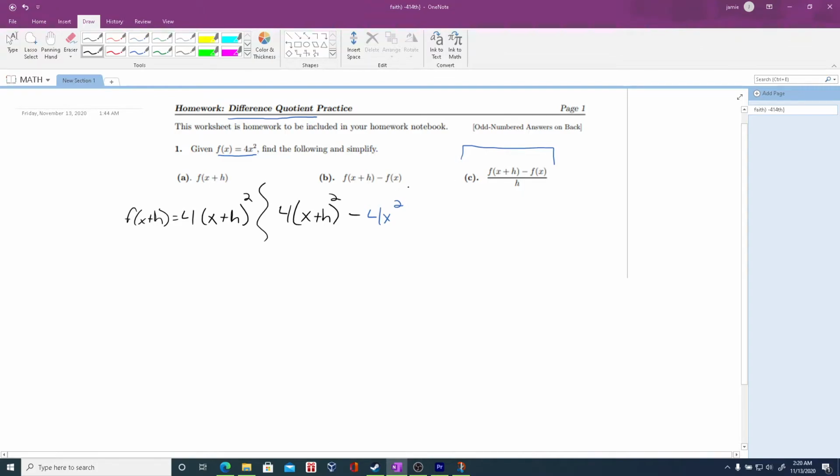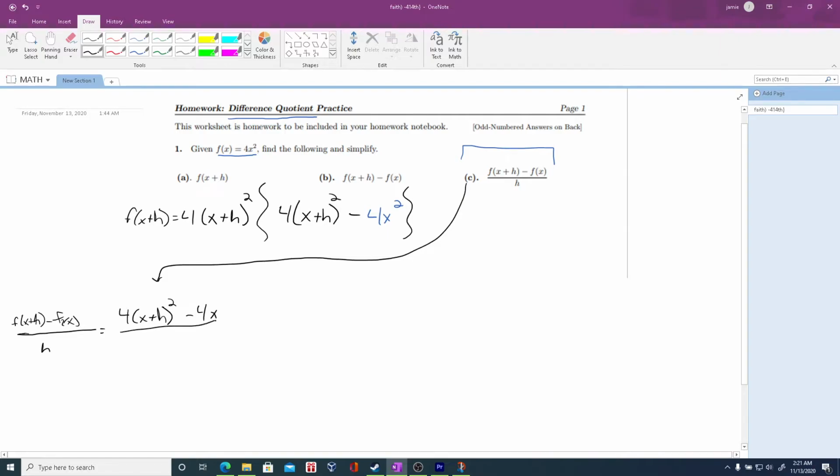And so for c, and c is where we really begin the process. So I'm going to drop it down here, and I'm going to put all of this that we made here in b over h. So f of x plus h minus f of x over h equals, well, we already wrote it for b, 4 times x plus h squared minus 4x squared over h.